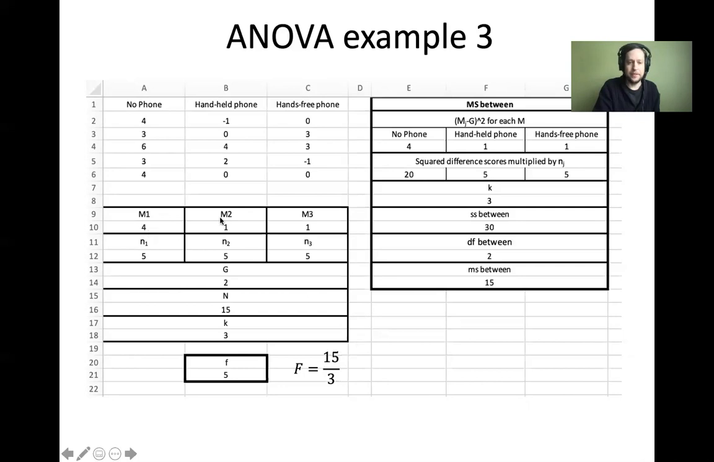How the magnitude of the difference among the means affects the numerator, and how the average amount of variability within each condition affects the denominator.